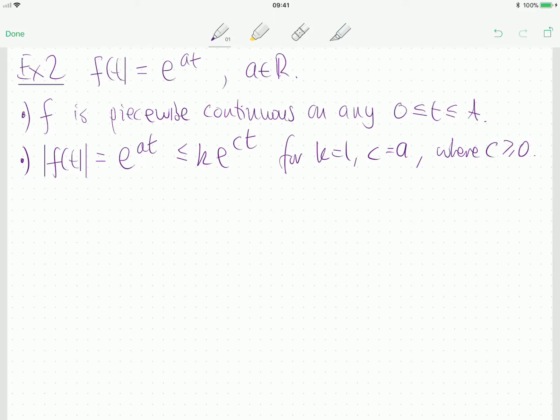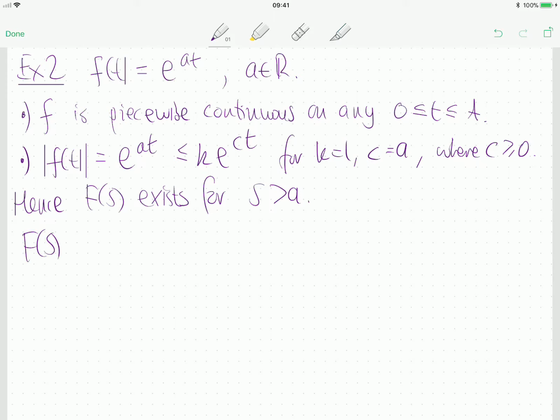So the existence theorem tells us the Laplace transform exists for s bigger than c, and in this case c is a. Okay, so we know it exists. Let's have a go at calculating it.